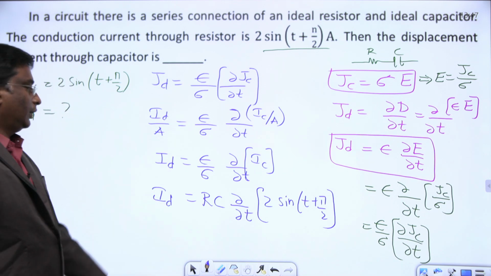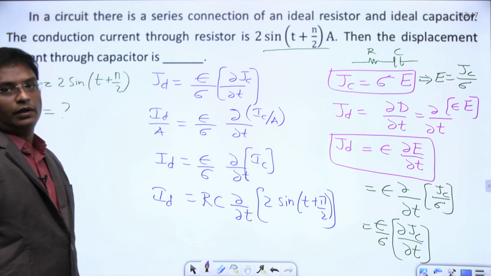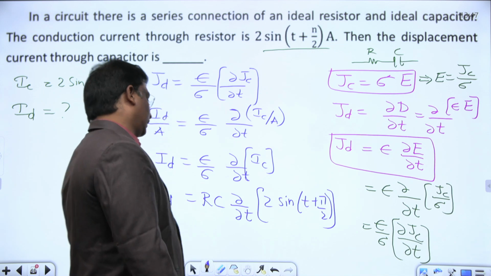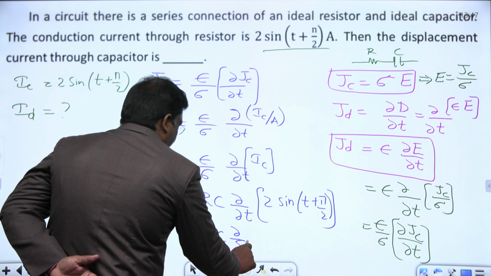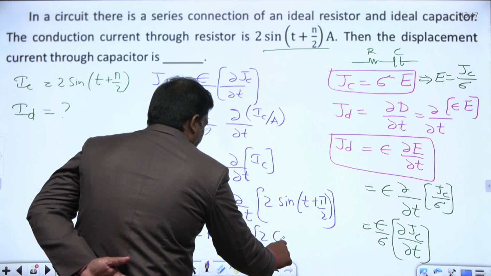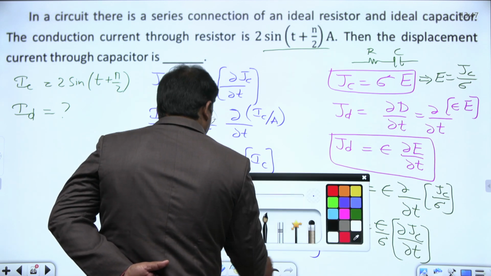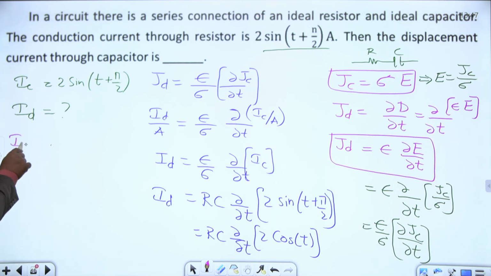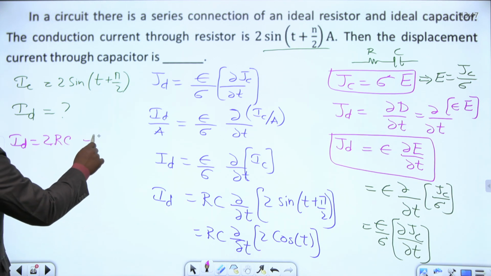Okay, differentiate this one. Actually here, sine in the second quadrant, all silver teacups, sine of t plus pi by 2 is nothing but cos t directly. So this is RC dou by dou t of 2 cos t. Now this ID equals 2 times RC, and the differentiation of cos is minus sin t.